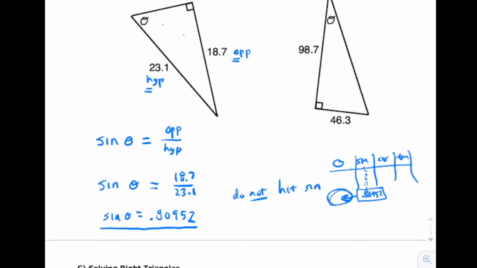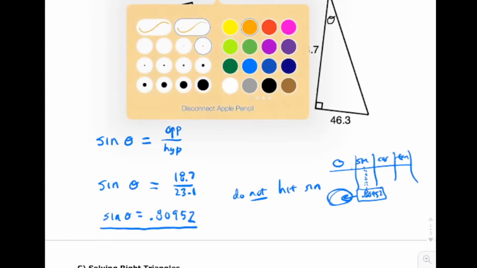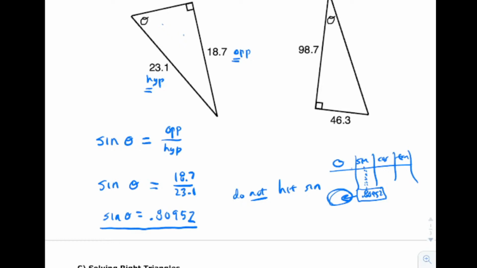But remember, when you hit the sine button, it's kind of like, if you had 45 degrees and then hit the sine button, sine of 45, you're going to get 0.707. Well, that's how you go this way. So hitting the sine button has you look up to the right. We want to go to the left, so guess what? We hit the shift sine. So what we really want to do is the shift sine of 0.80952, and that will tell us what theta is.